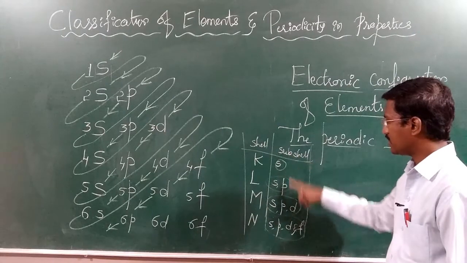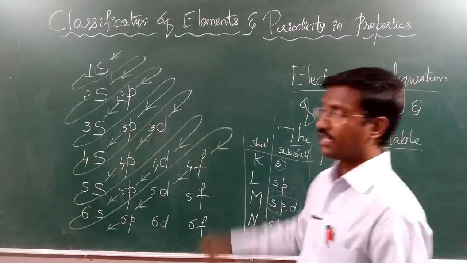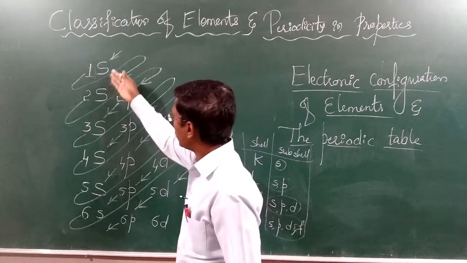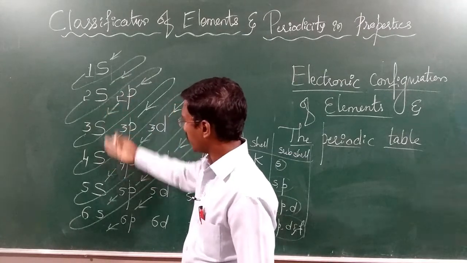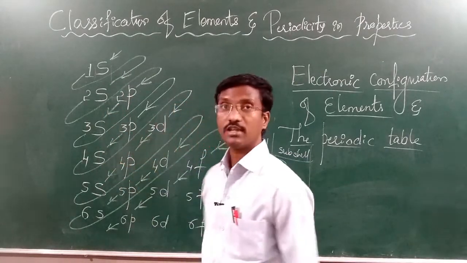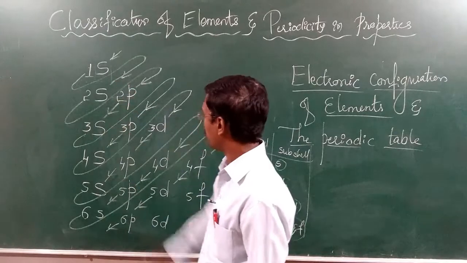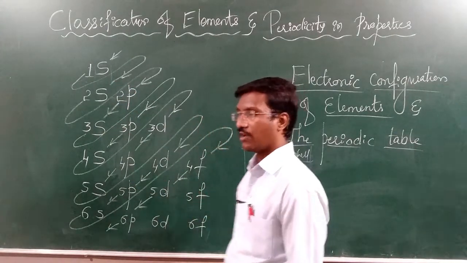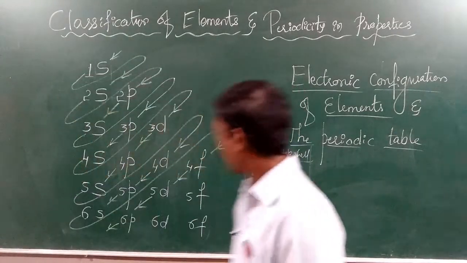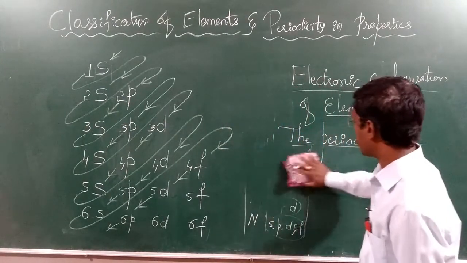These are the shells, these are the subshells. So s, p, d, f: somewhere you can observe that it seems to be a capital letter. Don't write the capital letter. Everything should be a small letter. Even s should be a small letter. s, p, d, f are small letters. Look here, I will tell you very important concepts.